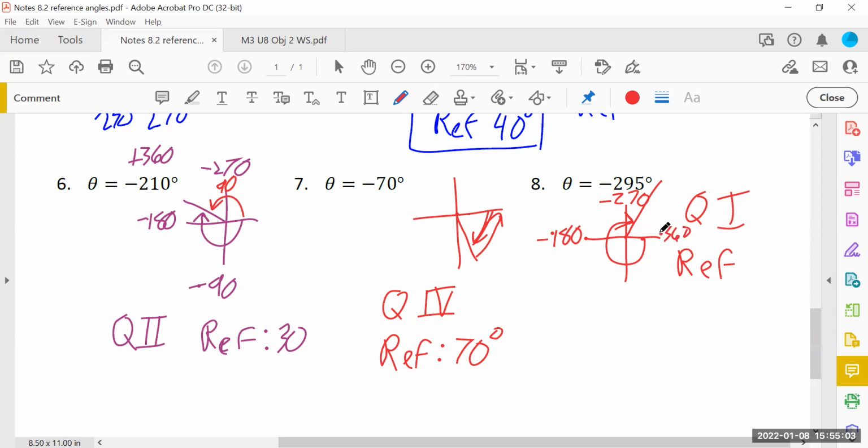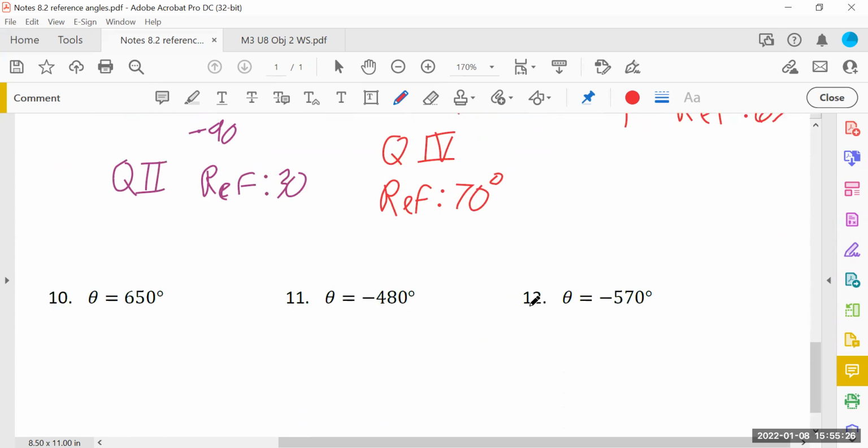And again, if you're stuck on some of these, grab a calculator, just do 360 minus 295. If you can do it in your head, that's great. If you do it on a piece of paper, that's fine too. But 360 minus 295 gets me 65 degrees. My reference angle is 65 degrees. Again, always positive, always between 0 and 90, always to the x-axis.